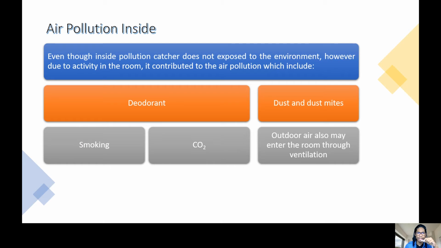For the air pollution inside, even though the inside pollution catcher is not exposed to the environment, the activity in the room contributes to air pollution, which includes deodorant, smoking, CO2, dust and dust mites, and also outdoor air, which may enter the room through ventilation.